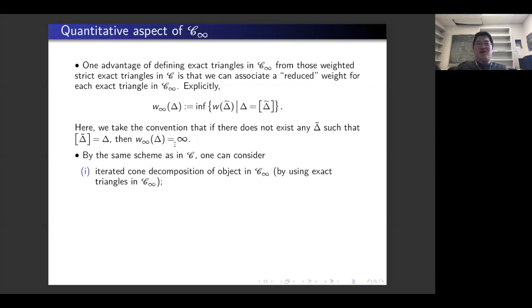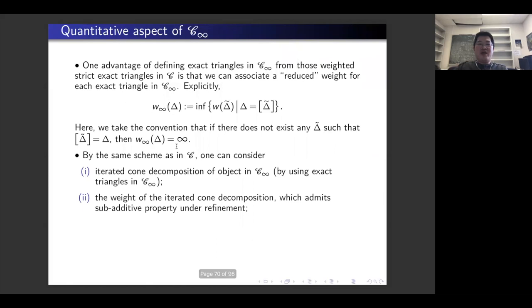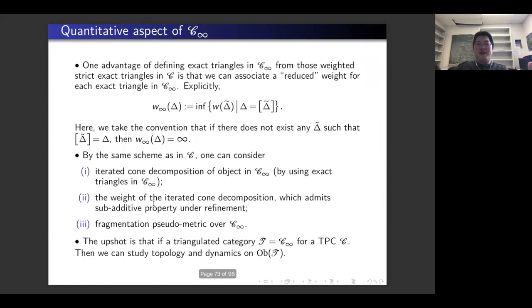And once you can talk about the weight, then you can do exactly what we were doing earlier. You can talk about the cone decomposition, right? You can give the weight of a cone decomposition, and you can verify that it satisfies the subadditive property, triangle inequality somehow. And then you can have the fragmentation pseudometric on C infinity. Okay, then you can start to do this story, like dynamics and topology of that.